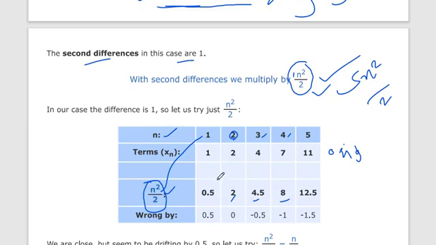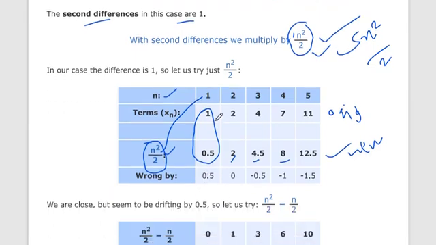Okay, now let's see what the difference is between the original and the new sequence we have just made. This is our new sequence. So you can write 1 minus 0.5 is 0.5, 2 minus 2 is 0, 4 minus 4.5 is minus 0.5. So we have a decreasing difference. The difference is decreasing by 0.5.